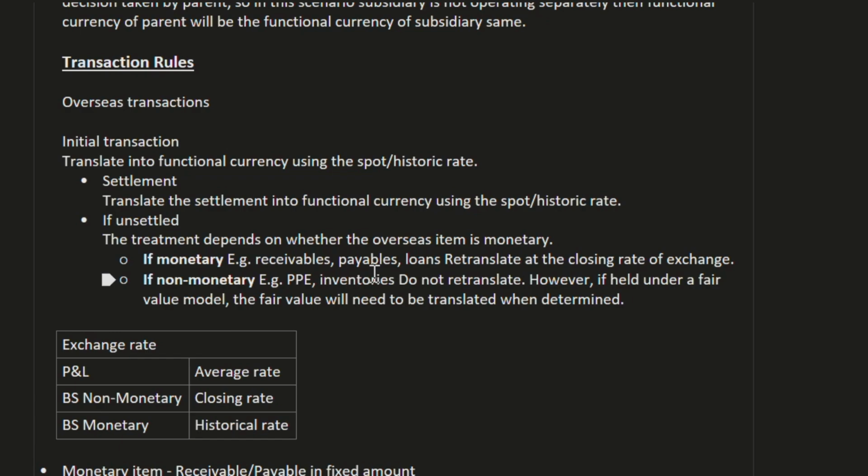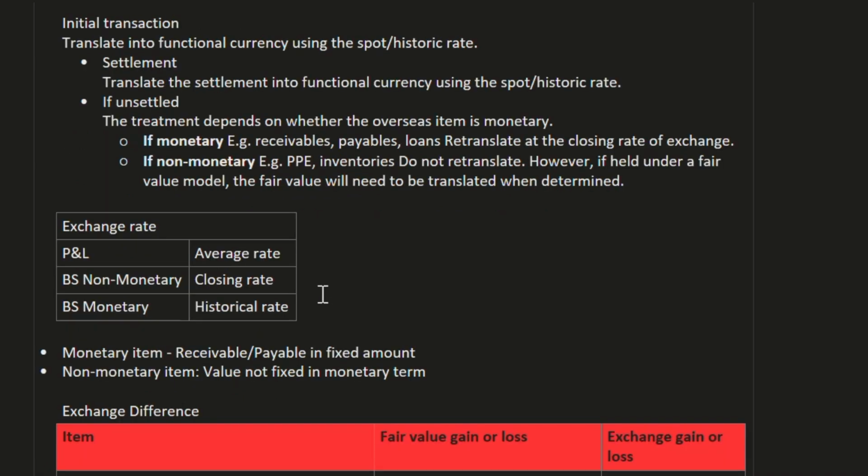Okay. Loans received, receivables and payables are retranslated at the closing rate of exchange. Non-monetary means the value is not fixed in monetary terms, for example PPE and inventories, which are not retranslated. However, if held under a fair value model, then the fair value needs to be translated when determined. So when we determine the new fair value, then we need to translate.